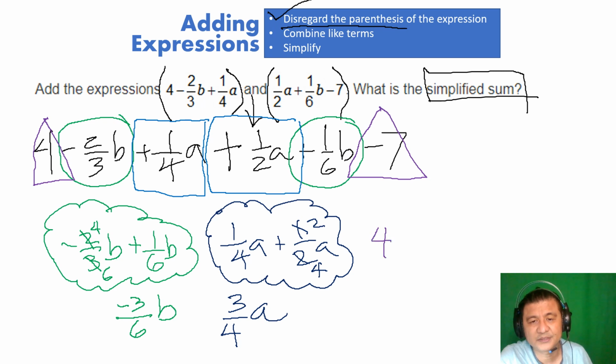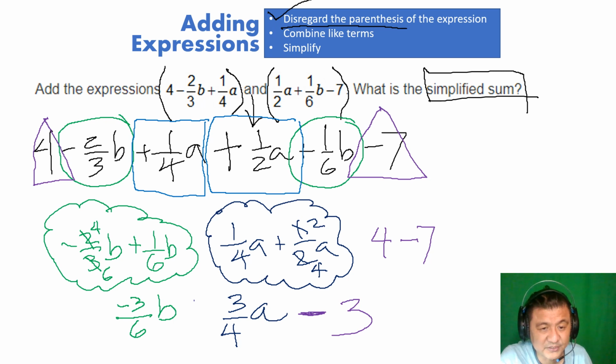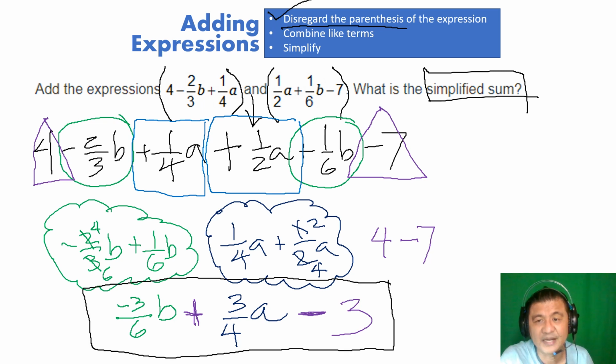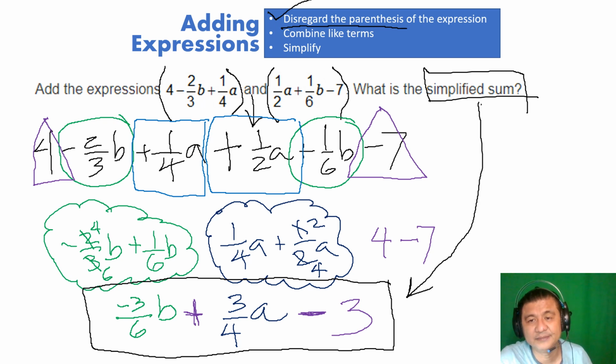This one you could do mentally. 4 plus a negative 7, or 4 minus 7 is a negative 3. Since 3/4 a is positive, put a plus in the middle. All right? So we cannot combine like terms anymore. So this is our simplified sum. All right? So that's how you add.